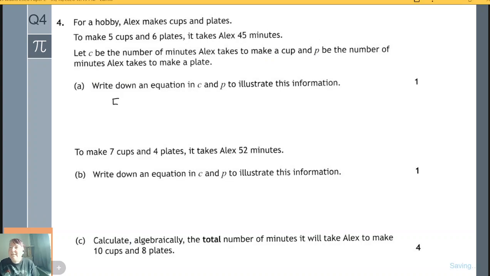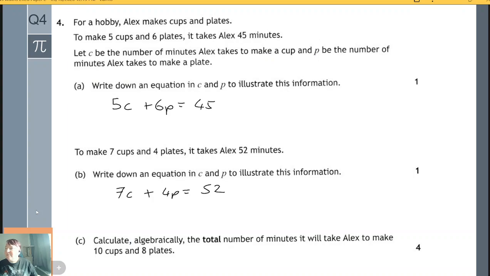Right, this is easy enough. We've got 5 cups and 6 plates equals 45. Don't put minutes on that. We don't need units. Right, to make 7 cups and 4 plates, it takes 52 minutes. So we have our 7C plus 4P is 52. Calculate algebraically the total number of minutes it will take Alex to make 10 cups and 8 plates.